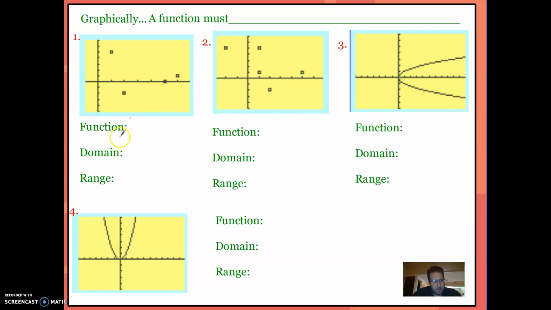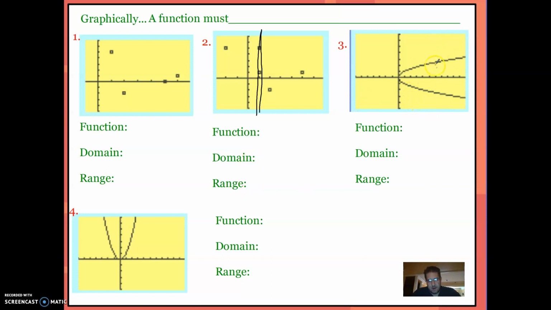Okay, this is a function because it does pass the vertical line test. There's no two dots that are on top of each other. This one is not a function because these two dots are on top of each other. So the domain of 1 has two different ranges. It has 1 as a range and 1, 2, 3, 4, 5 as a range.